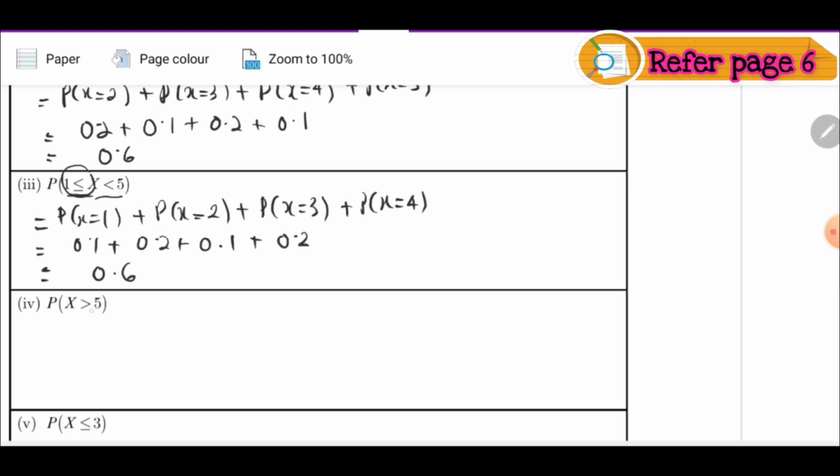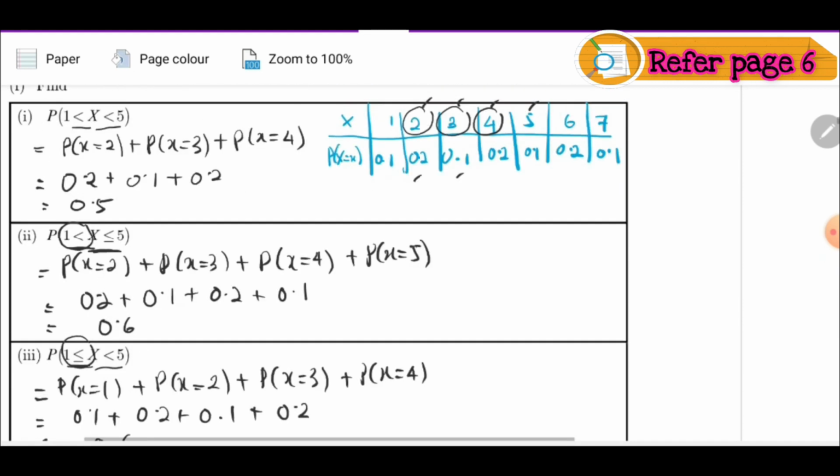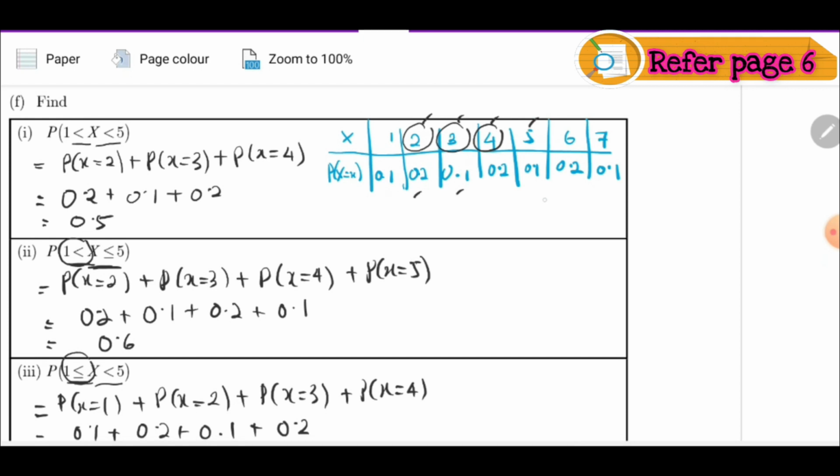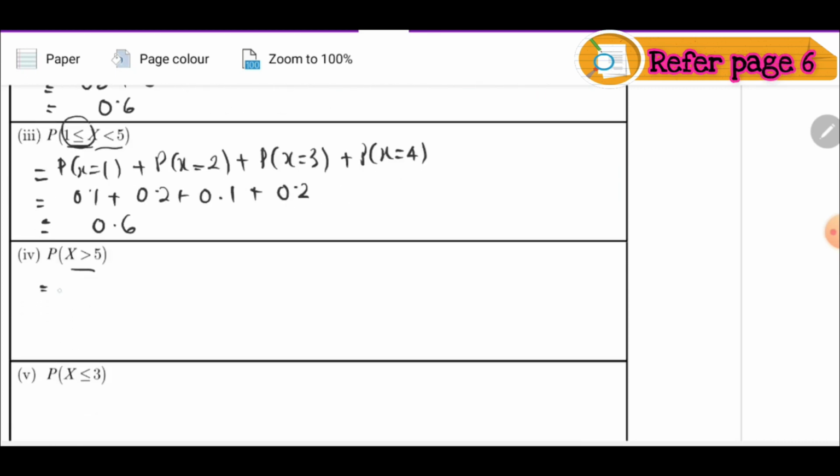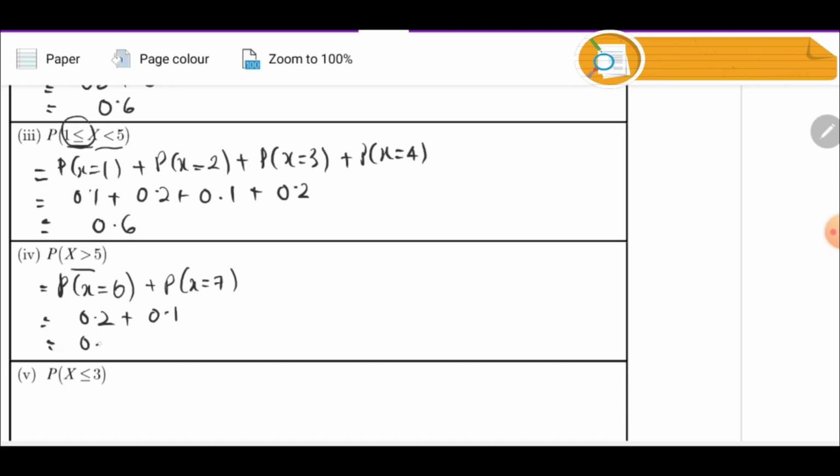Number 4. Find the probability when x is greater than 5. From the probability distribution table, you can see that x greater than 5 means we can take the values of x equals 6 and x equals 7. So P(x=6) plus P(x=7). The probability when x equals 6 is 0.2. When x equals 7 it is 0.1. So the answer is 0.3.